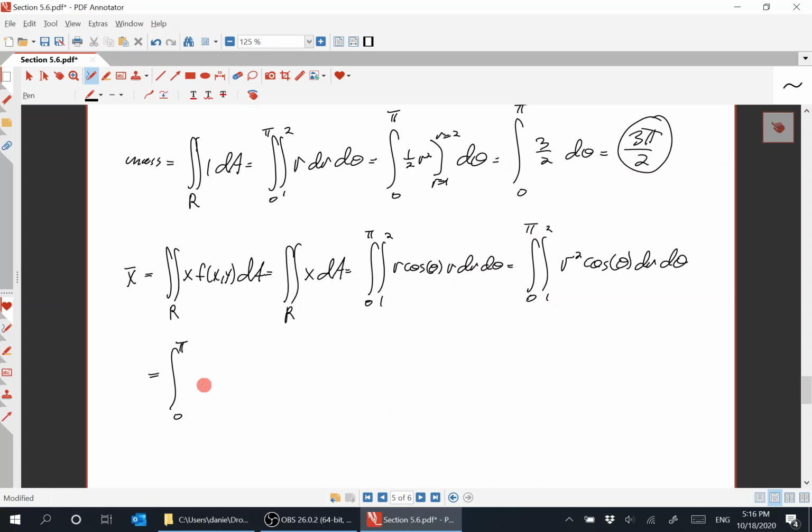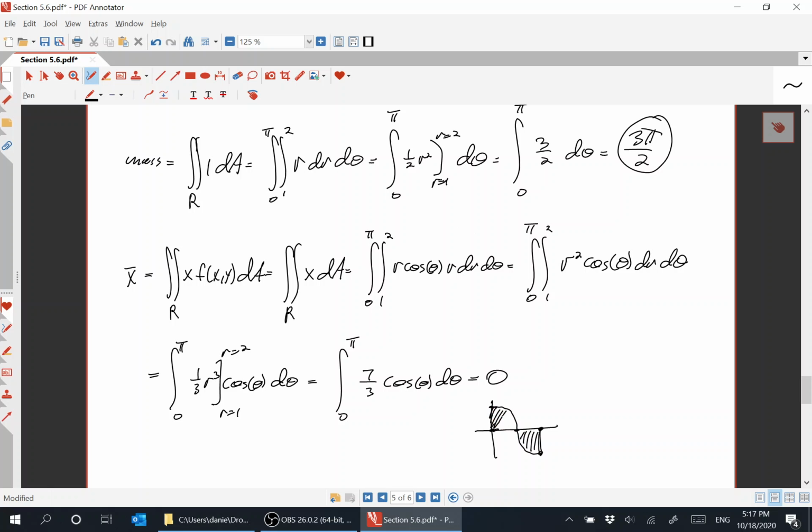So antiderivative with regard to r, 1/3 r to the third cosine theta d theta. So r equals 1 to r equals 2. So integral from 0 to pi, so this is 8/3 minus 1/3, so that's 7/3 cosine theta d theta. But this is equal to 0, right? Because we're integrating cosine theta from 0 to pi. Right, so here's at 0, pi over 2, and then at pi, right, cosine theta looks like this. Right, so that integral is 0. So x bar is 0, as it should be, right, like we were saying. Right, so that confirms our intuition.